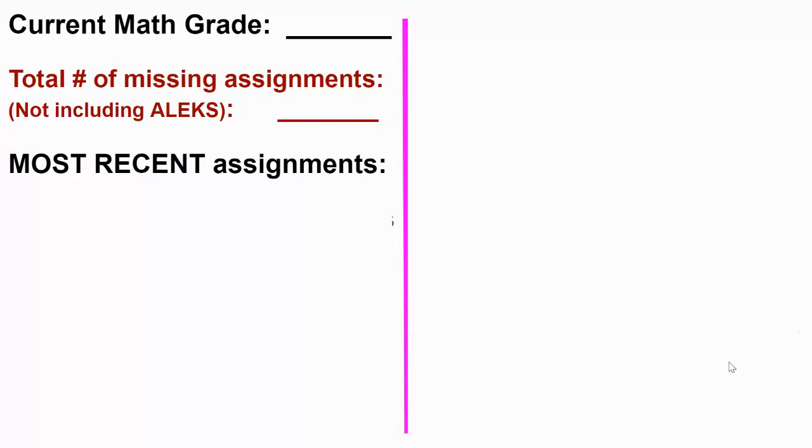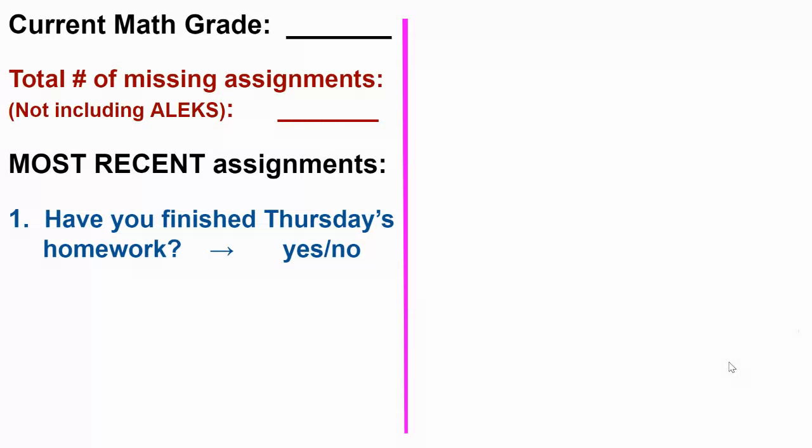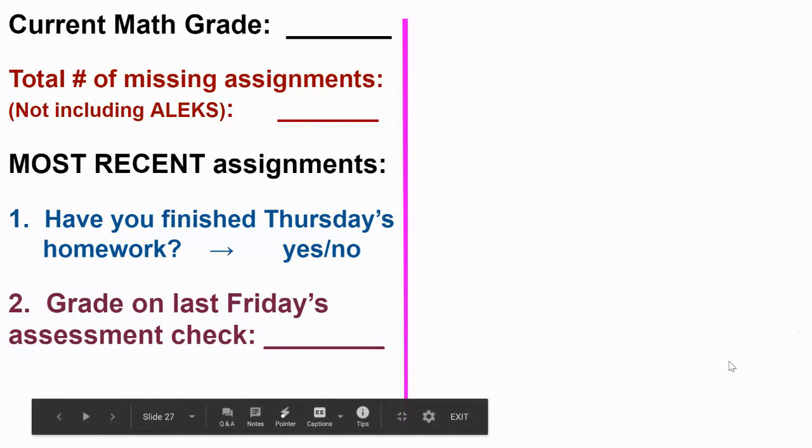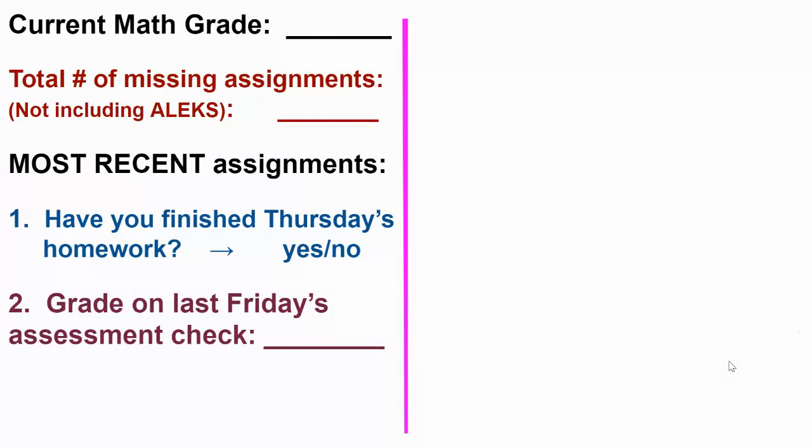Now, for the most recent assignments, I want you to take a look back at your most recent. Have you finished Thursday's homework? That's yesterday's homework. Have you finished that yet? Yes or no? Circle that. Because if you haven't, that'll be one of the things you're going to do today. It's one of the things you can put on your list. Number 2, what's your grade on last Friday's assessment check? Go back and look at last Friday's. Write that grade right there. Again, I already know this. I want to make sure you know what it is.